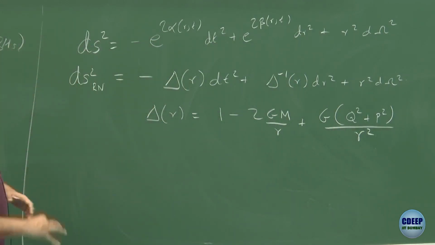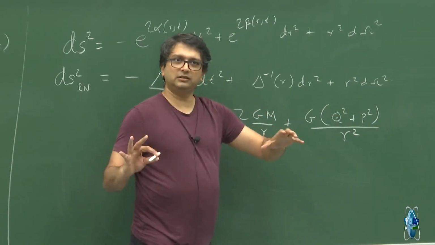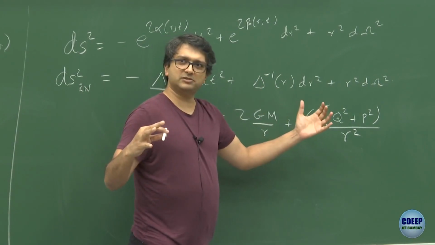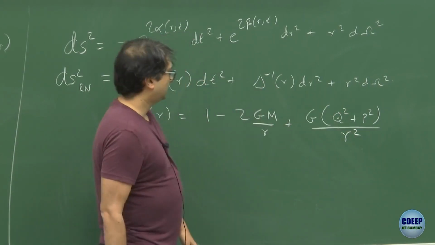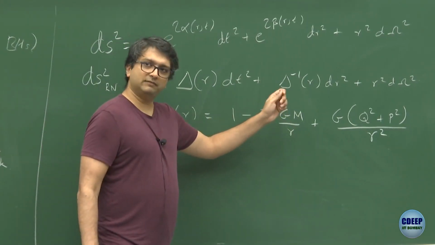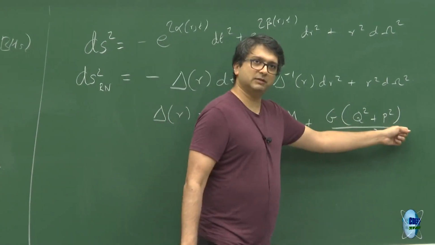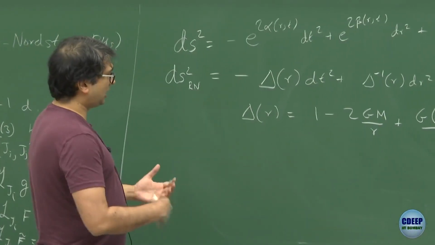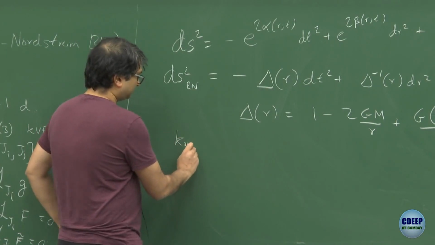Now at this level, M, Q, and P are only constants of integration. When I solve the Einstein-Maxwell equations, these are some constants of integration that emerge. We've written them in this very suggestive way because they will have the interpretation of being mass, electric charge, and magnetic charge. And how will we compute that? Well, for example, we can compute the Komar integral.